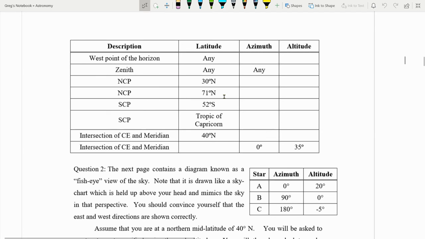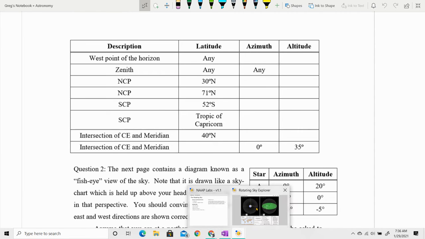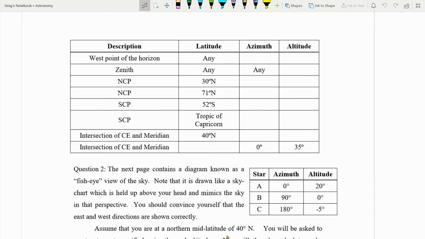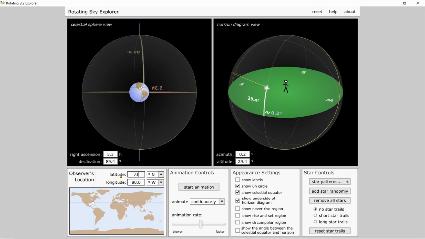Next, the North Celestial Pole if our latitude is 71 degrees north. What we're doing here is moving the person around on the planet. If you notice, watch the little white dot. We were at 41, then we went to 30. Now we're going to move ourselves up a little more. What does it say? 71. So let's go to it. 71 degrees is going to move us towards the North Pole. And watch the North Pole over here jump. So all we have to do is change our latitude. Boom, and look at that.